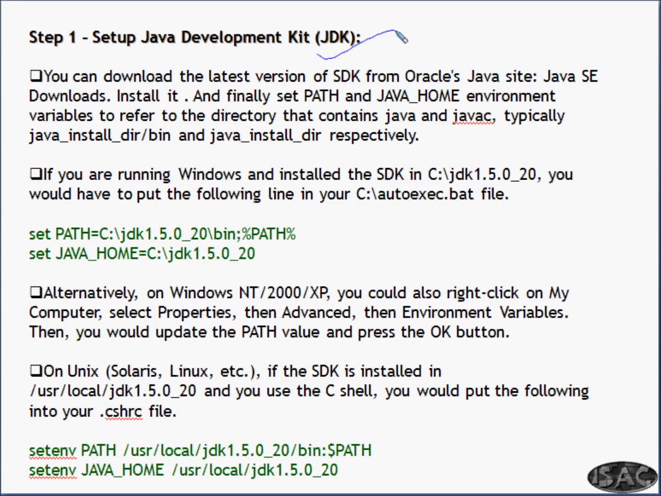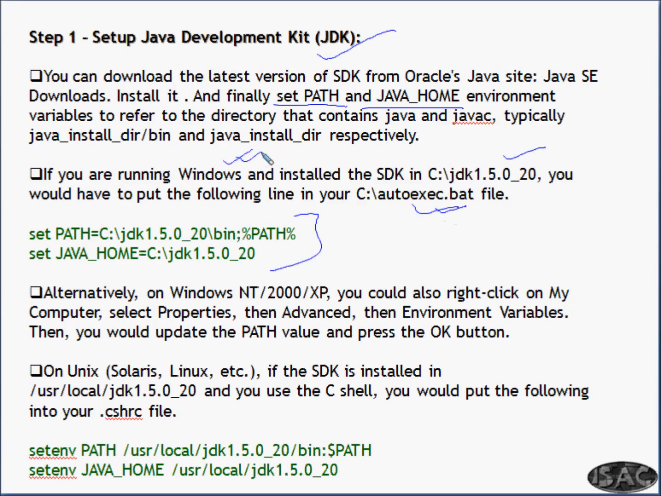You can download the latest version of the JDK from the Oracle Java SE download site, and then you set the path, or the JAVA_HOME environment variable. I have some setup or trick here. Let us say you have installed JDK 1.5 in the C drive. What you can do here is write these two lines in autoexec.bat if it is a Windows platform.